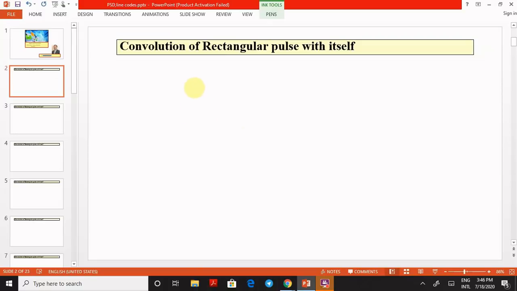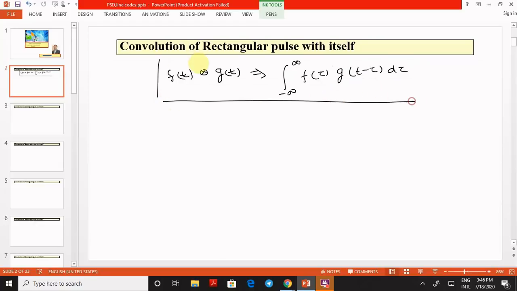As we know, if we have any two functions, f(t) and g(t), and we want to convolve these two signals in the time domain, then the value is the integral from minus infinity to infinity, which can be written as f(tau) g(t minus tau) d tau. So this can be a simple relationship for the purpose of calculation, right?